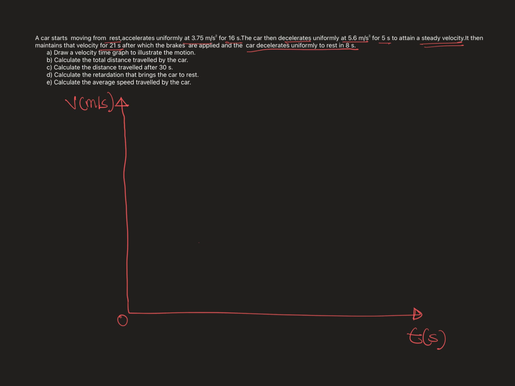Okay, now here it says the car starts moving from rest. So if it starts moving from rest, it has to start from the origin, and what happens? It accelerates uniformly. Okay, it accelerates at 3.75 meters per second squared, and the duration for the acceleration was 16 seconds.